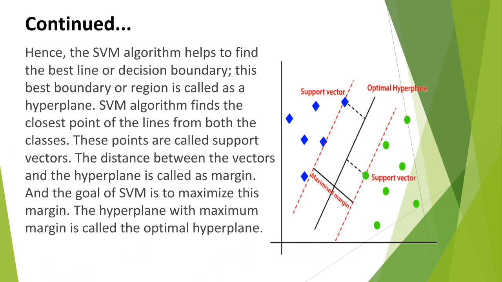The SVM algorithm finds the closest points of the lines from both the classes. These points are called support vectors. The distance between the vectors and the hyperplane is called the margin. And the goal of SVM is to maximize this margin. The hyperplane with maximum margin is called the optimal hyperplane. This figure shows all the points.